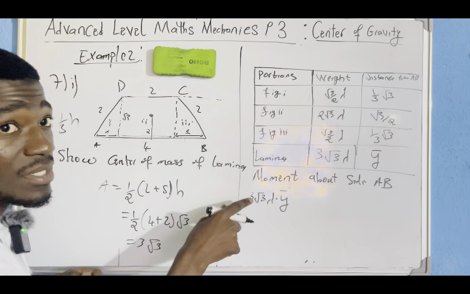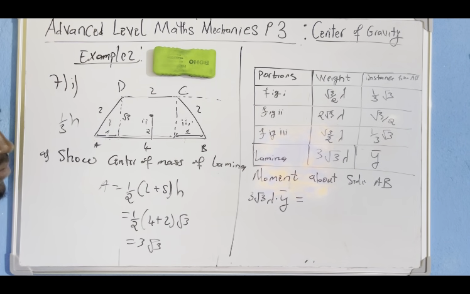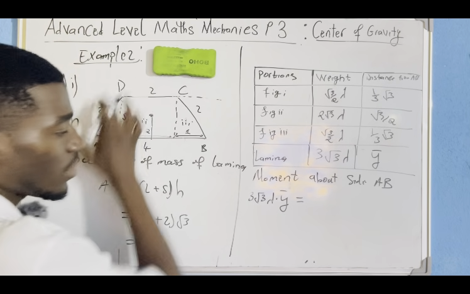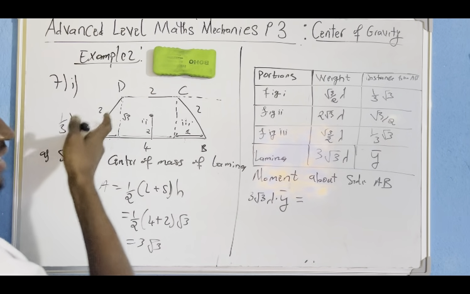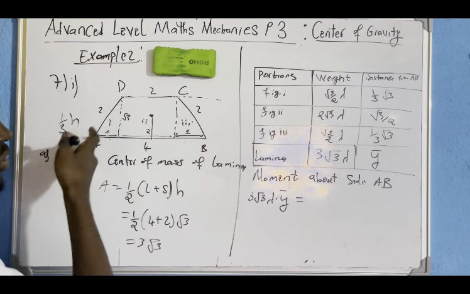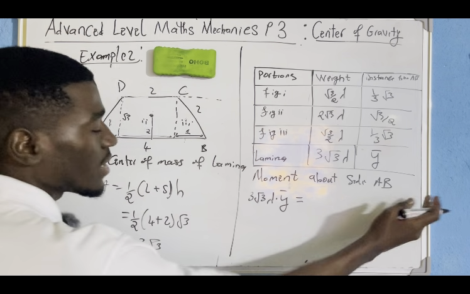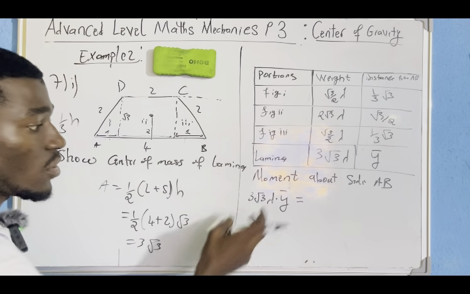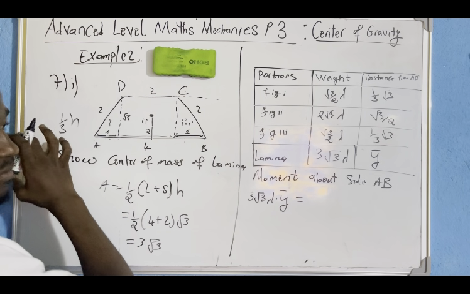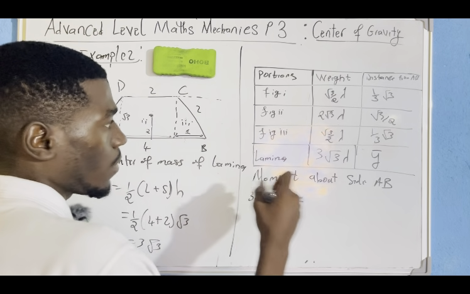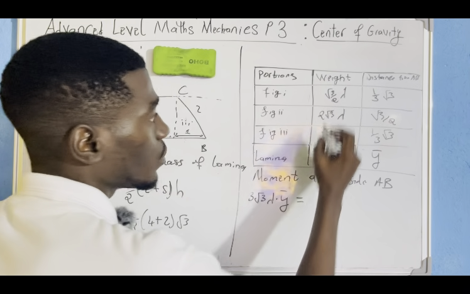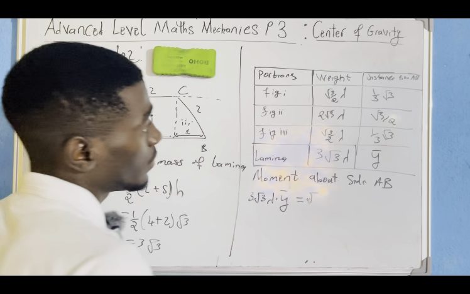Are you seeing how the y is coming out? It's from there that we'll calculate it. From the moment, y bar will come out. Then I will take the weight of the whole lamina, which should be equal to the moment of each figure of our lamina about side AB. Is it making sense? Because the weight of the lamina is the sum of the weights of the different plane figures. So here now I will have root.